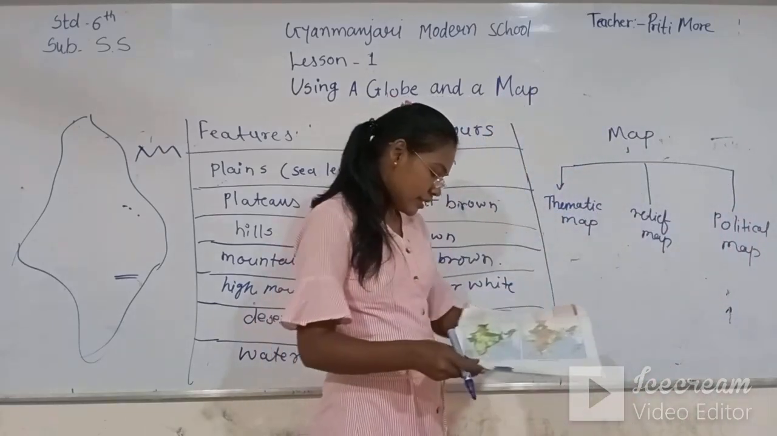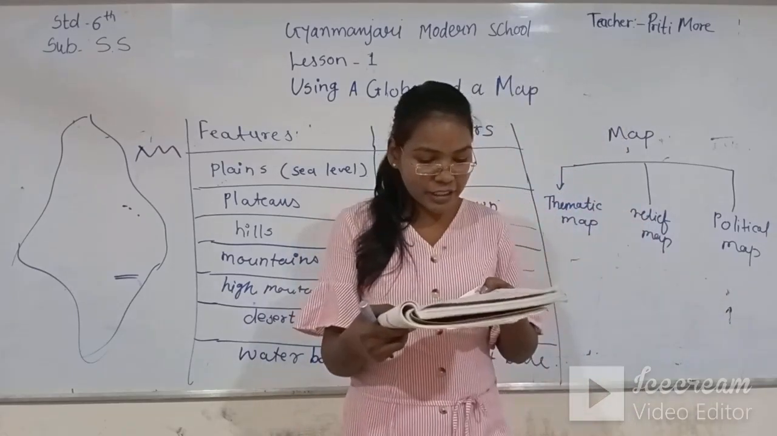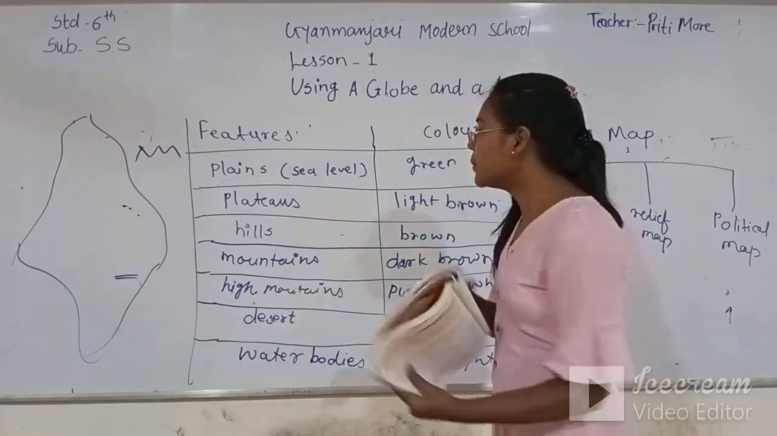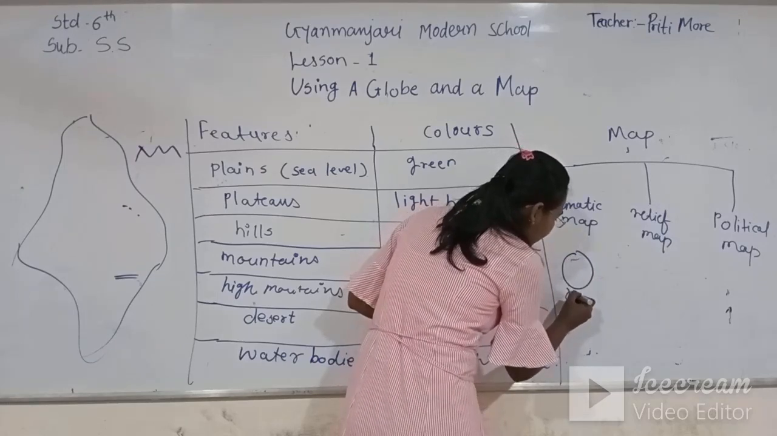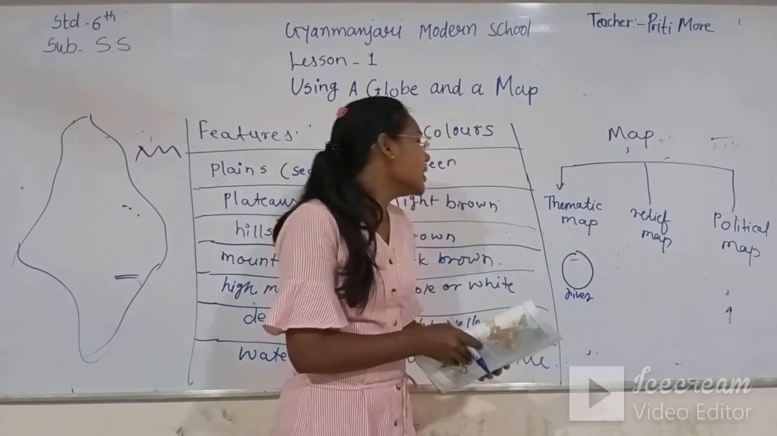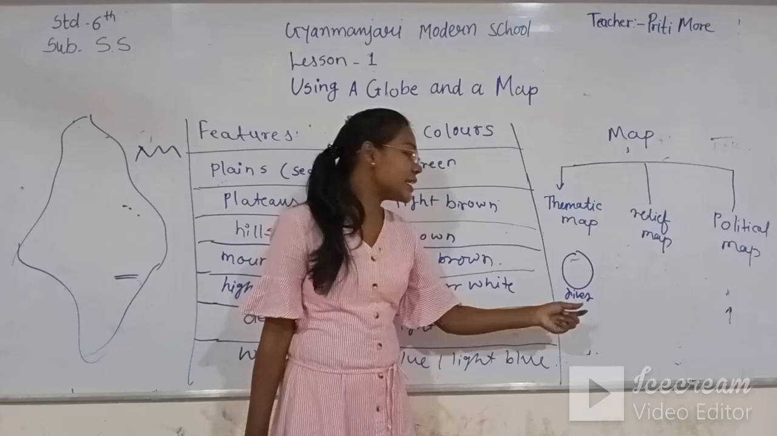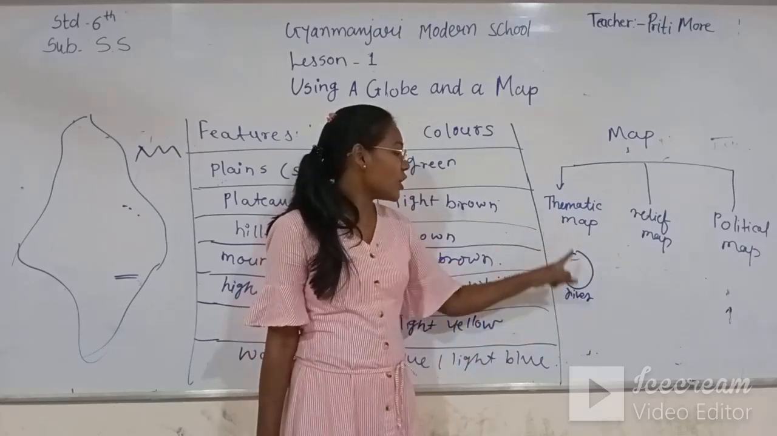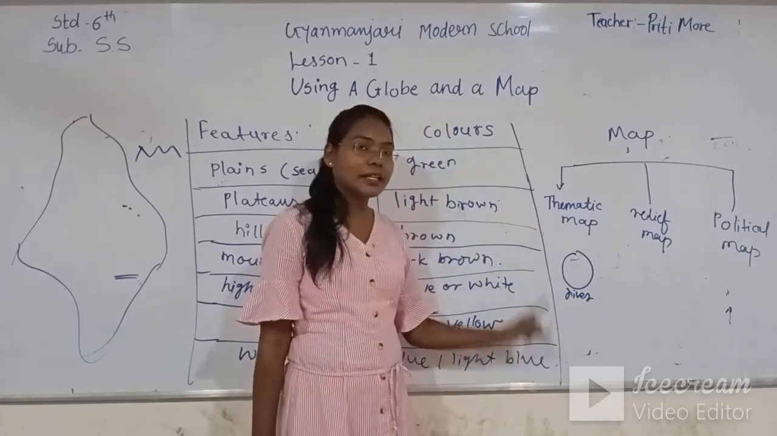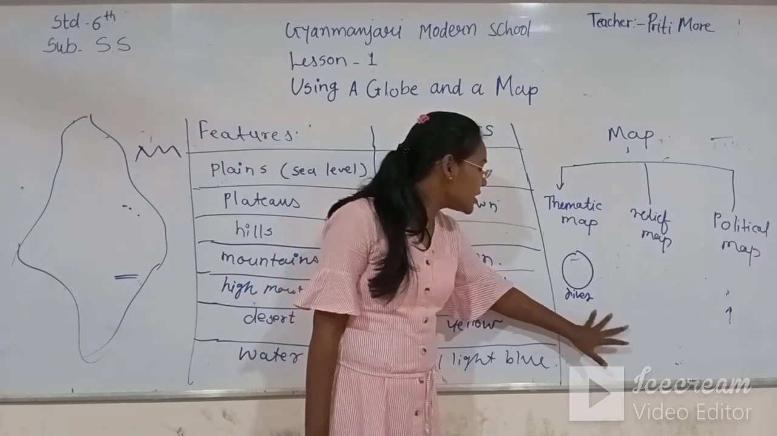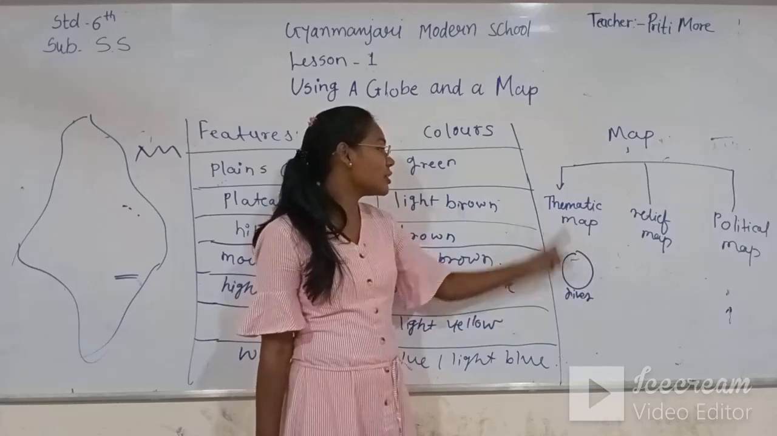Now thematic map means they may cover one particular theme, and hence they are called thematic maps. If one map is just for the river, that means the theme of this map is river, so only you can see the rivers in this map. That's why it's called the thematic map, because the theme of this map is river. If the hills and mountains are there, only you can see the hills and mountains in that particular map. It's called the thematic map.